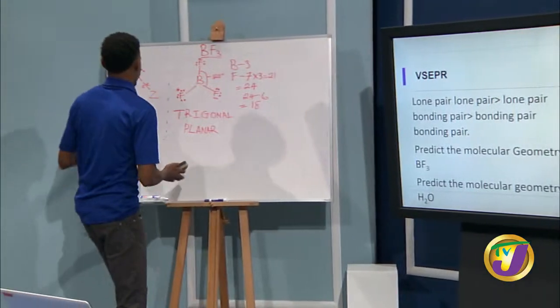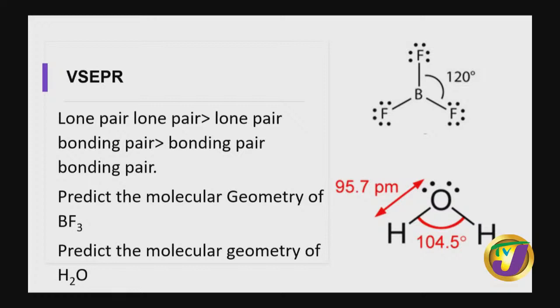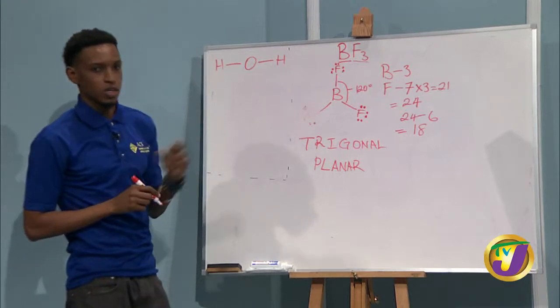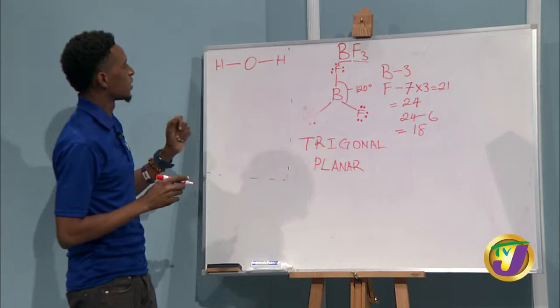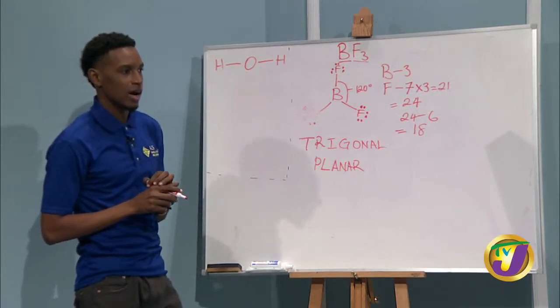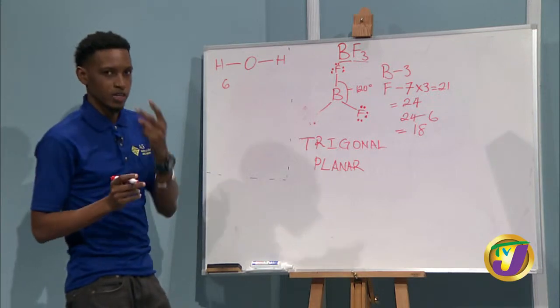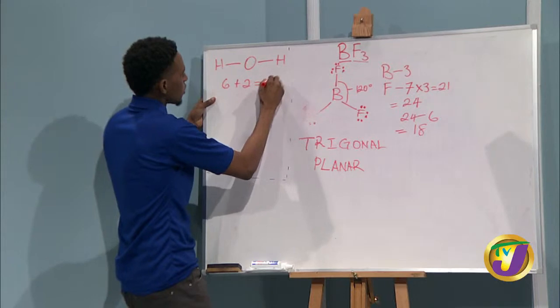So let me erase this board. Okay, so water is H2O. So, I'll use oxygen as my central atom. And to draw it in the simplest possible geometry, I draw it like this. I draw it straight, linear, right? Now, I know that oxygen has a valence electron count of 6. Hydrogen has a valence electron count of 1, but there are 2. So, it's 6 plus 2 is equal to 8.